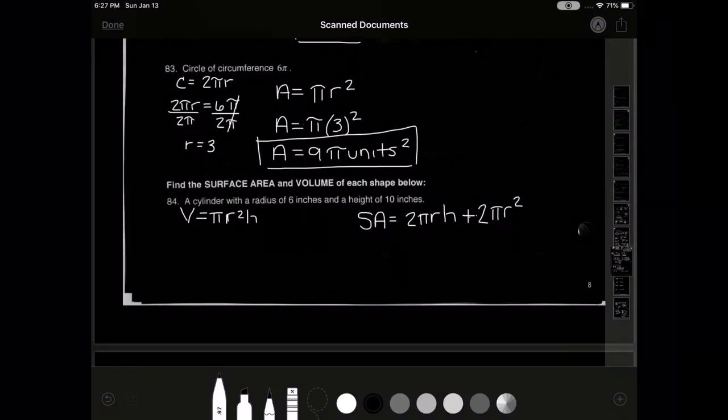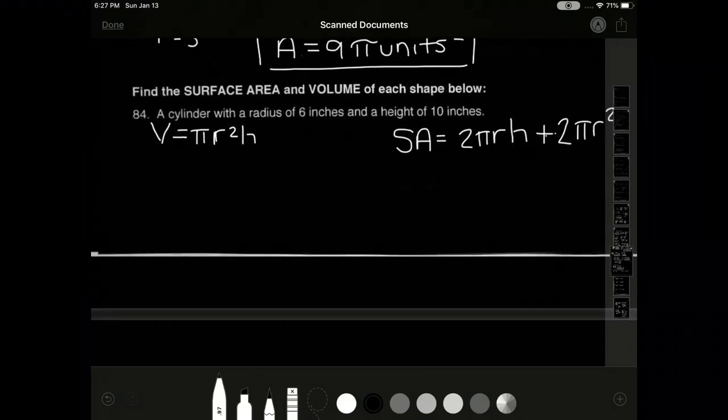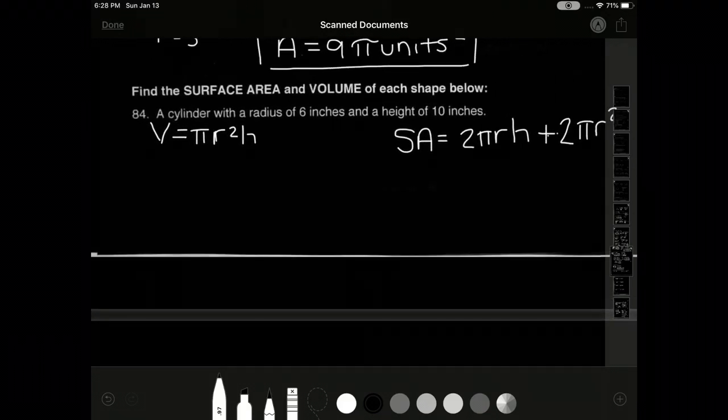So in the next section we have surface area and volume. And I went through ahead of time and I put in all of my equations for surface area and volume just to save us a little bit of time here. So for the first one, in 84, we want to find a cylinder with a radius of 6 inches and a height of 10 inches. So that cylinder, we want to find both the volume and the surface area.